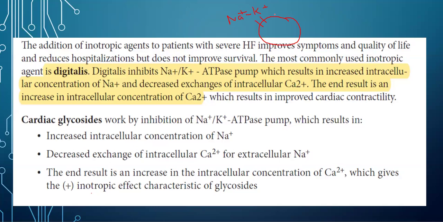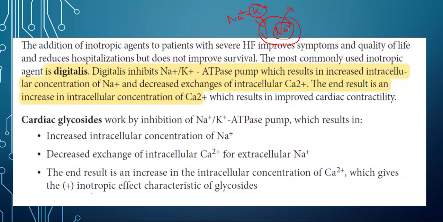Okay. Now the problem is that digoxin or digitalis inhibits this sodium potassium pump. So basically, sodium is supposed to go out of the cell, and through this pump, potassium is supposed to come inside the cell. Now, if digoxin inhibits this pump, sodium cannot go out, potassium cannot come in. So there is intracellular sodium.